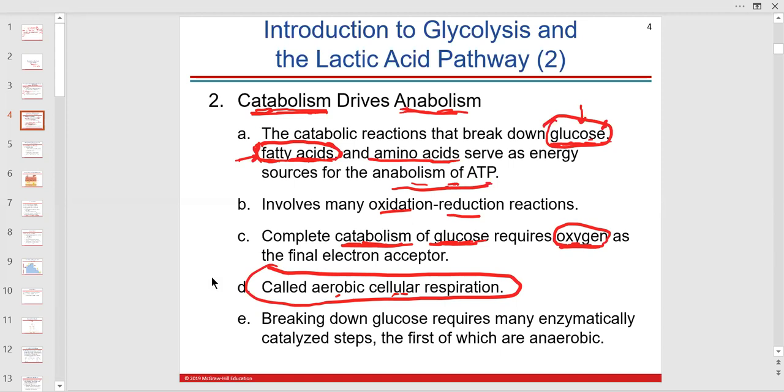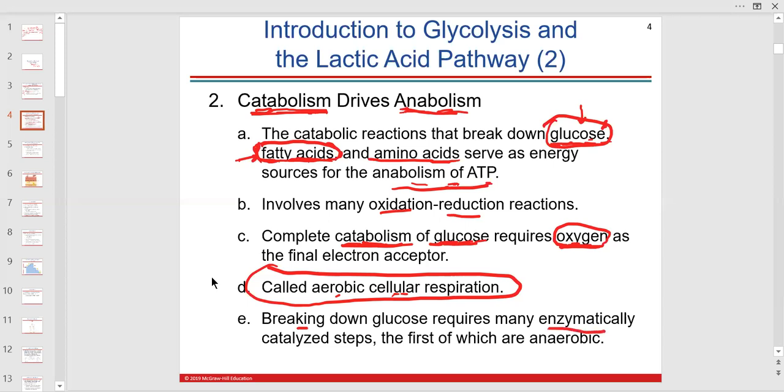I don't know how that happens, but it does. I don't know how the sun makes oxygen either with a plant and CO2. And glucose freaks me out. So again, breaking down glucose requires these enzymatic steps.